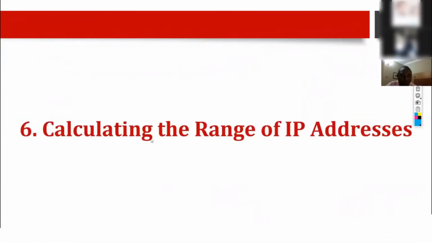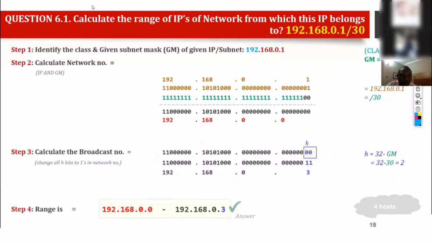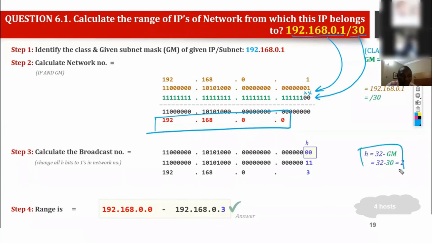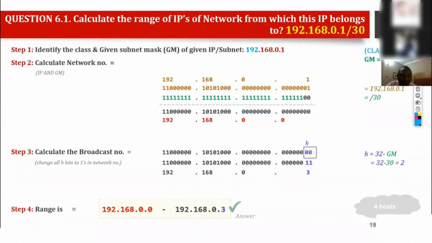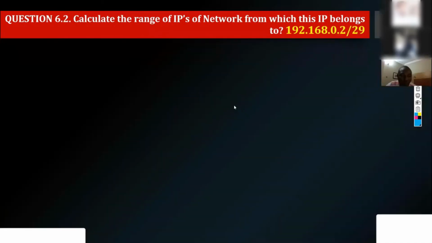Then in the 6th one, we calculated the range of IP addresses. What we have to do is write the IP address in binary and write the mask in the form of 1s. We multiply bit by bit, and it gives us the first IP. Then in the first IP, we calculate the value of h, and those h bits have to be converted to 1, which gives us the last IP address. So from first to last, we already know what our range is. Once you do the practice, it will be easy for you guys to go through it.